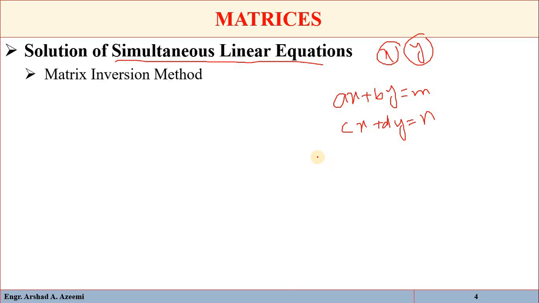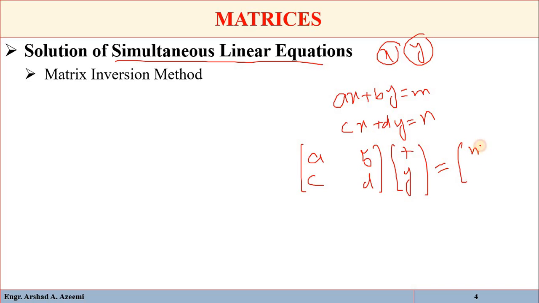In this method, first we take out the coefficients a, b, c and d from the equations. Suppose this is the matrix of coefficients, this is the matrix of variables, and at the right side we have the constants m and n. So let's call it matrix A. This is matrix X and this is matrix B.